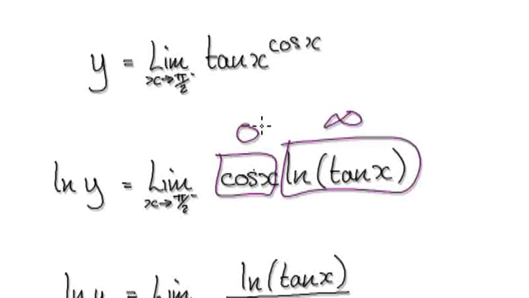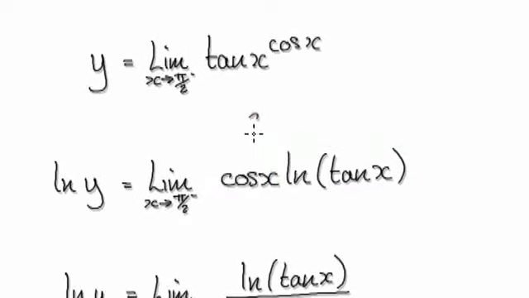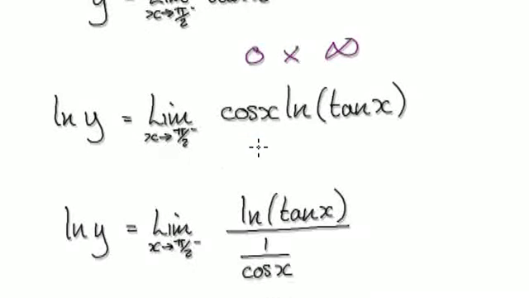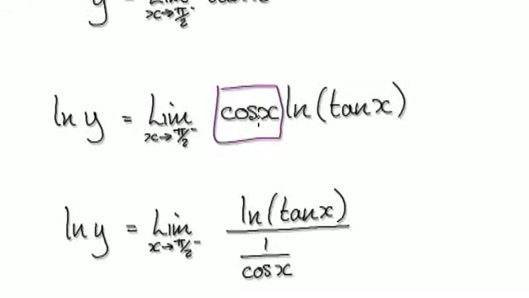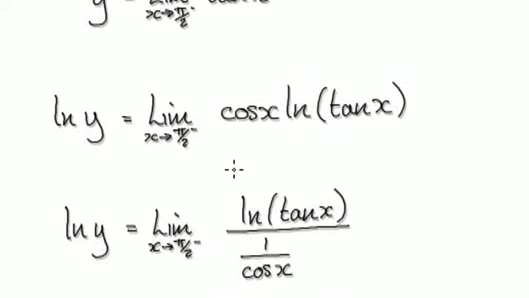Here you've got infinity, and you've got the product of these. Whenever you have a product, you can always rewrite it as a fraction. So this is an indeterminate form, and it's a product, so you can always rewrite it as a fraction. So rewrite this thing here as this.